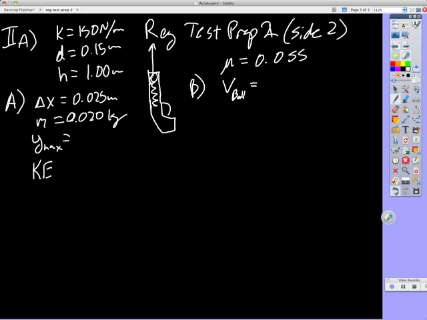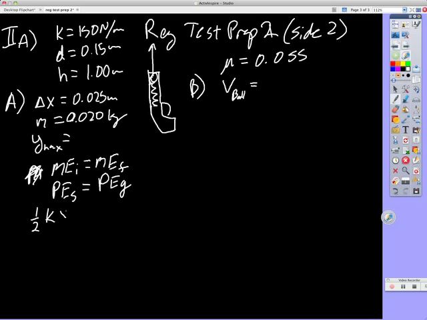Okay, so then what I'm going to do is say KE, oh, just kidding, MEI equals MEF. Now, what kind of energy does this have in the beginning? Potential of what? Very good. Of a spring. And what kind of energy does it have when it's at the very top and stops? Potential energy of gravity. So then here, I get 1/2 k x squared equals mgh. Now, be careful, because this is plus x.